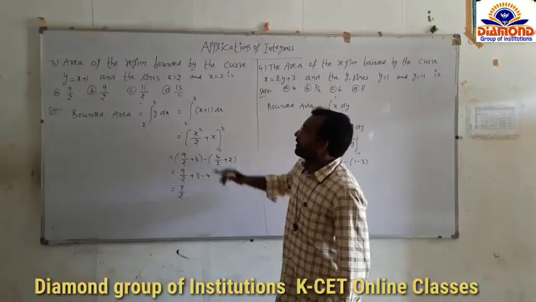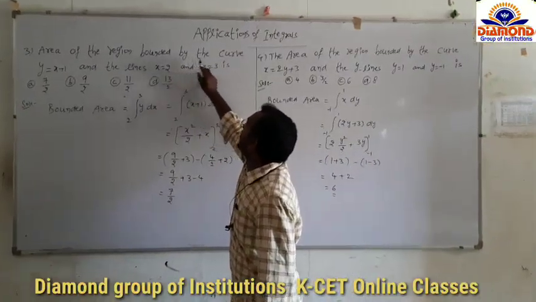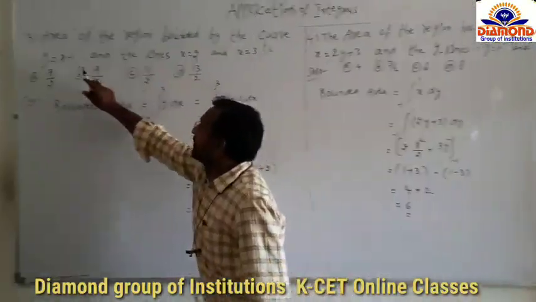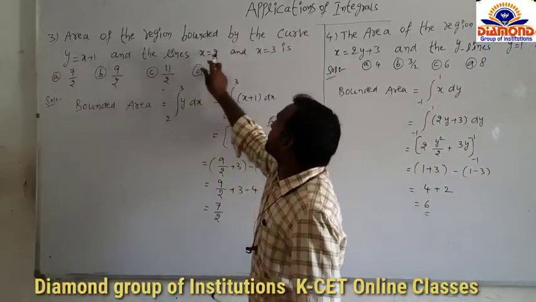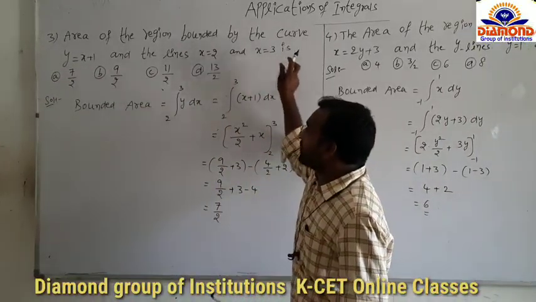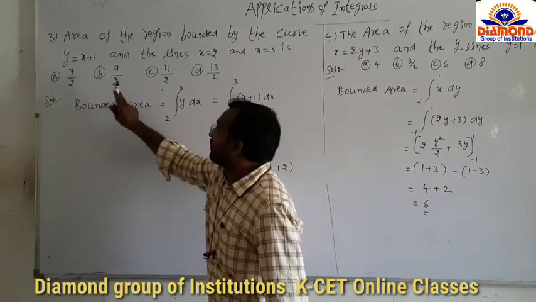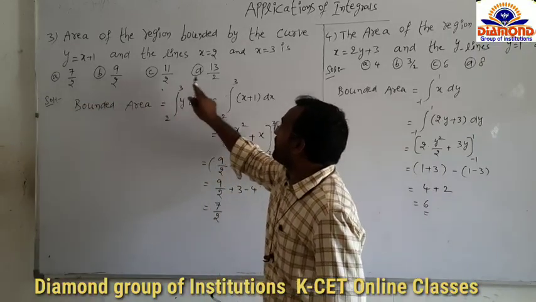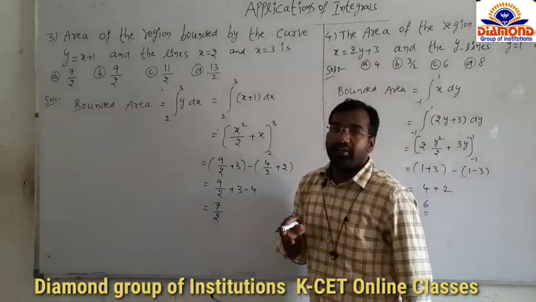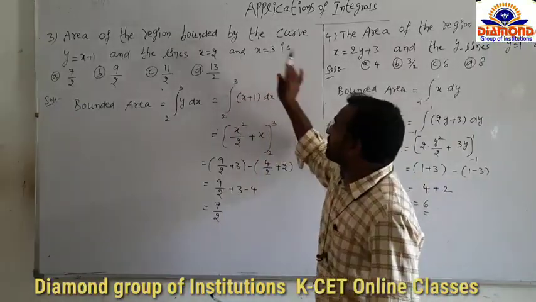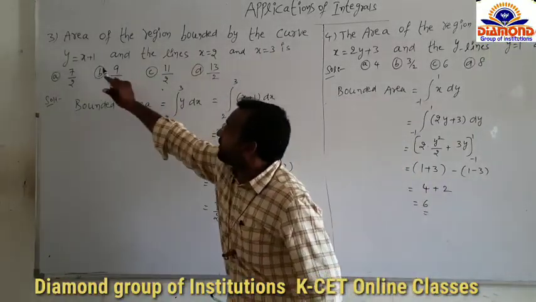Next problem. The area of the region bounded by the curve y equal to x plus 1 and the lines x equal to 2 and x equal to 3 is: option A 7 by 2, option B 9 by 2, option C 11 by 2, option D 13 by 2. Here the x limits are given, x equal to 2 and x equal to 3. The curve is given, y equal to x plus 1.